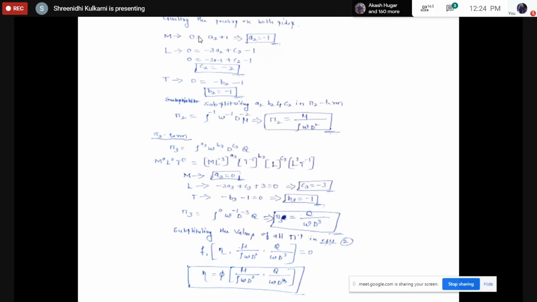I'll repeat once again. Left hand side power for M is 0, which equals the right hand side M to the power of a2, so a2 I wrote here, and in the last term M L to the power of -1 T to the power of -1, there we have only 1 M. So plus 1, so a2 is equal to -1. I hope everyone got a2 is equal to -1.